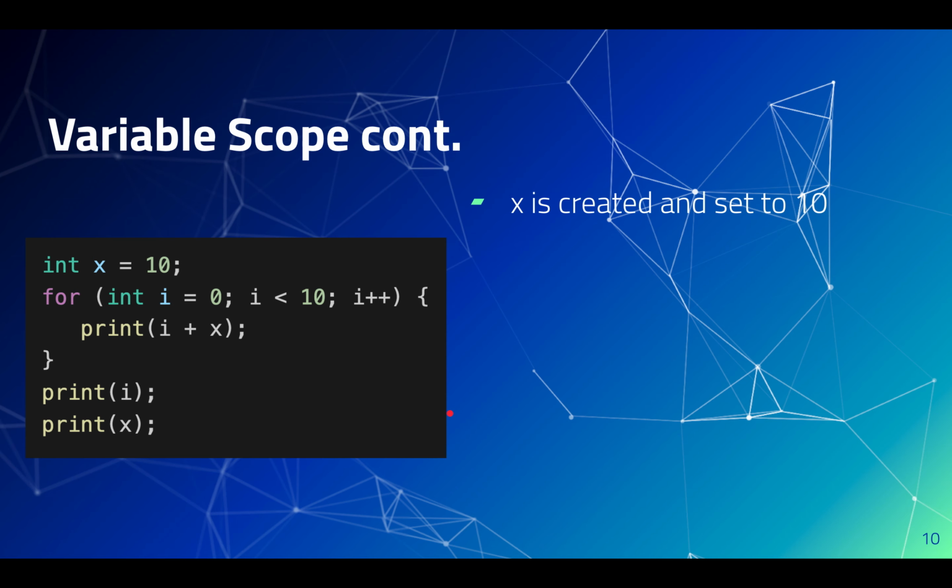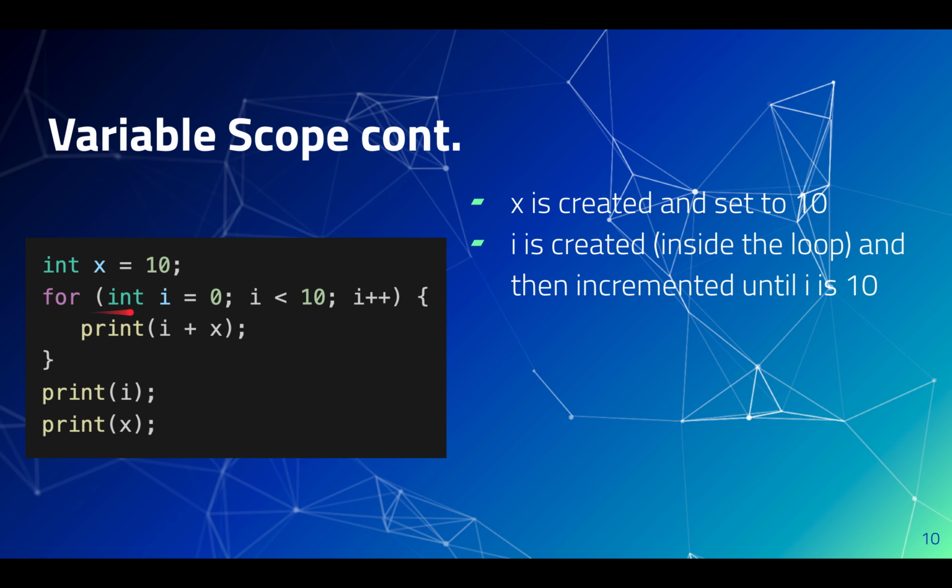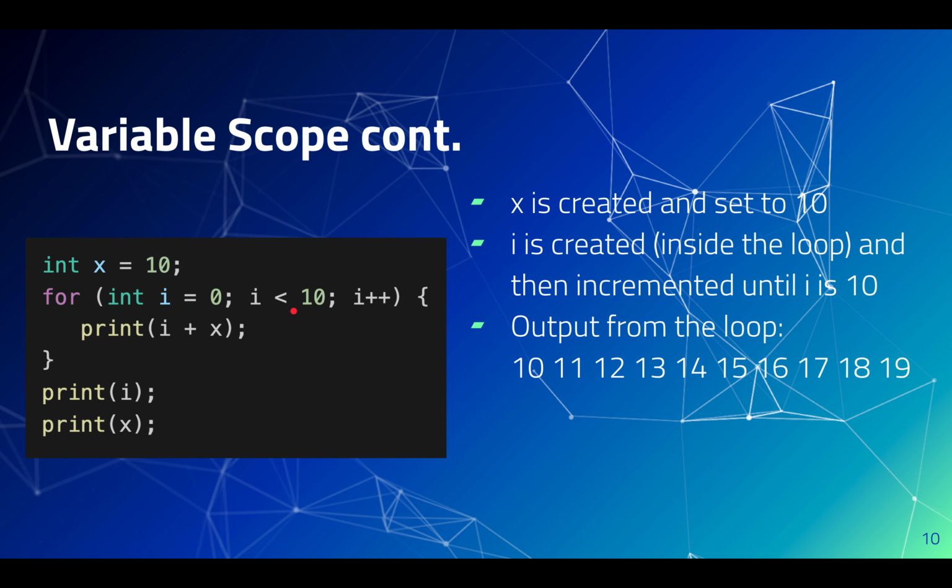Okay, so here first x is created and set to equal 10, and then i is created inside the loop, and then it's incremented until i is 10, and then it'll stop. And the output from the loop will go 10, 11, 12, 13, 14, 15, and all the way till 19.